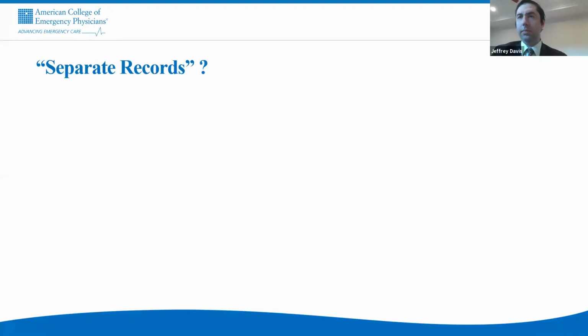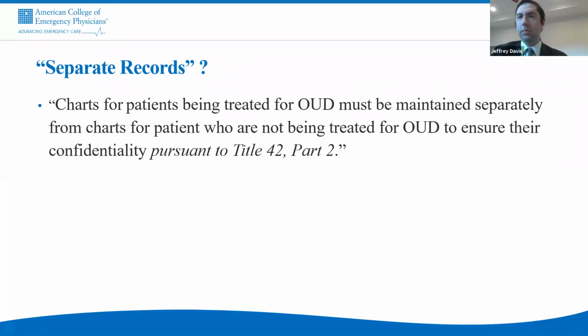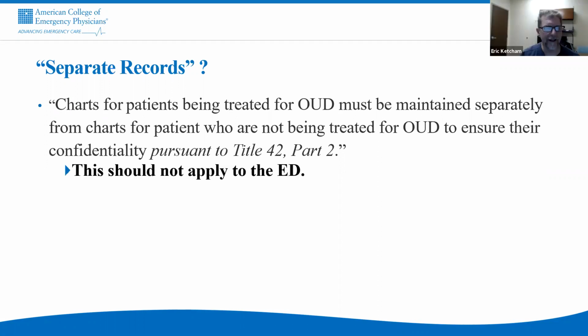So there's also a statement about separate records, that you have to keep separate records, which I think creates a little bit of confusion. What this refers to is that if you have patients who are being treated specifically for opioid use disorder, then that would subject you to the regulation known as 42 CFR Part 2. This is essentially a higher level of privacy standard, but we don't expect this to apply to the emergency department. It doesn't currently apply to the emergency department. The emergency department is a specific written exemption to 42 CFR.